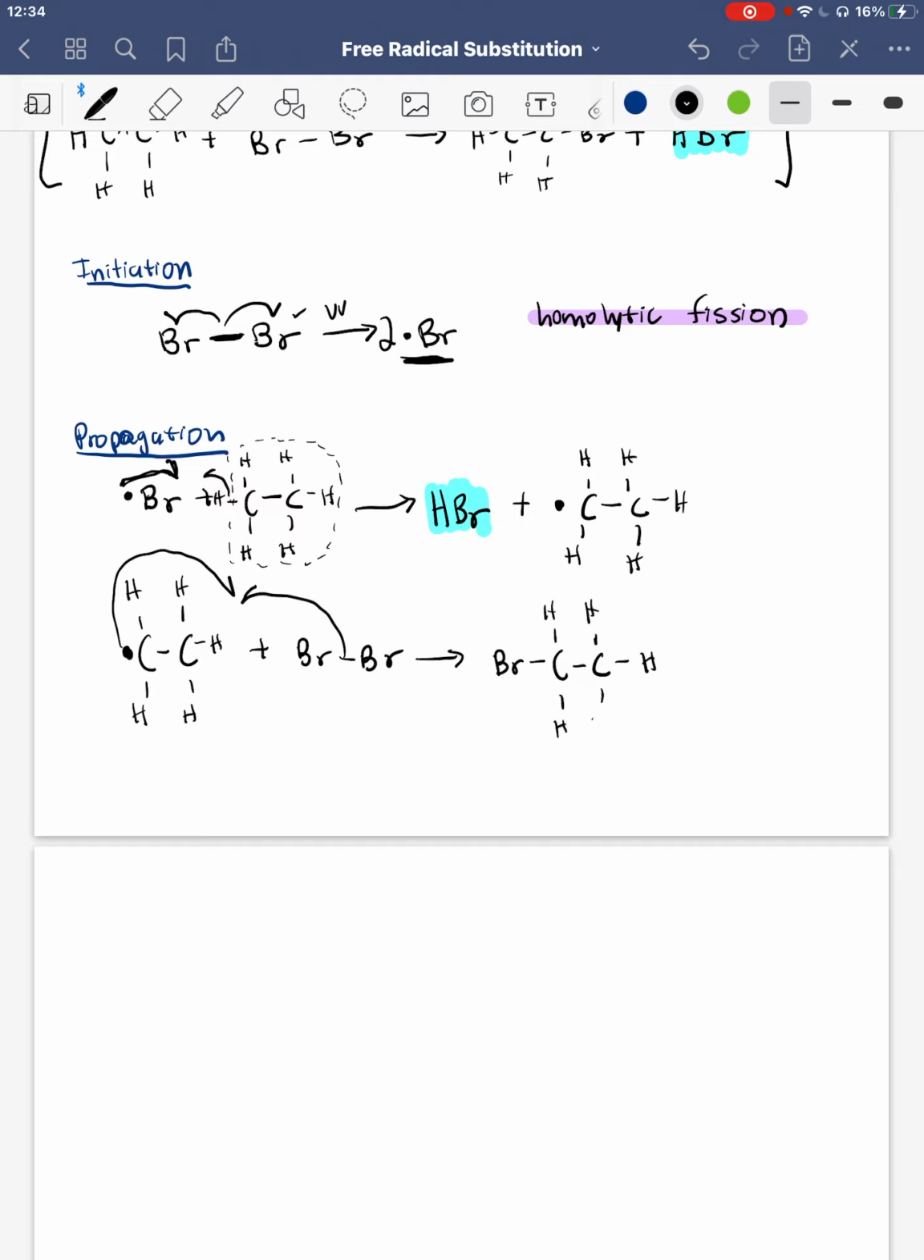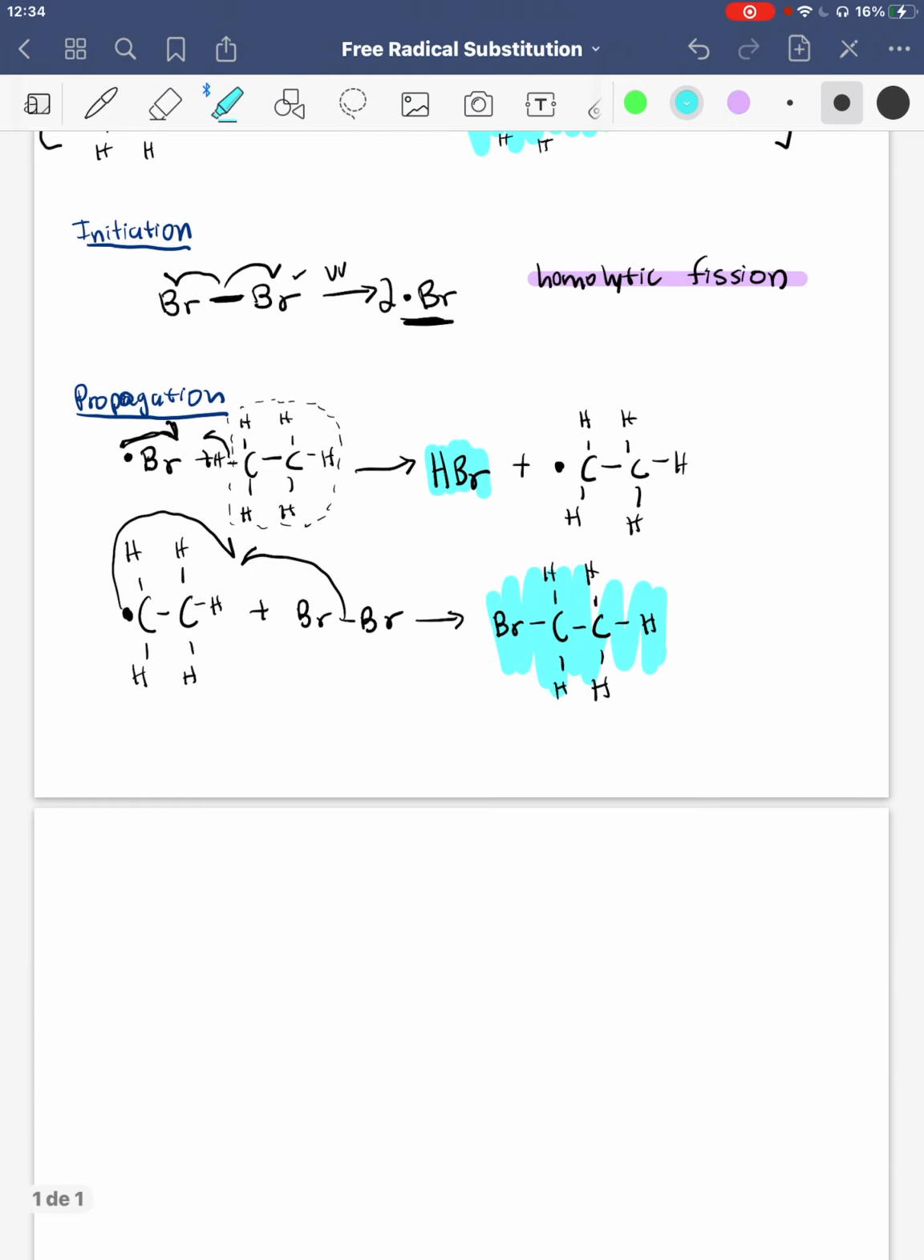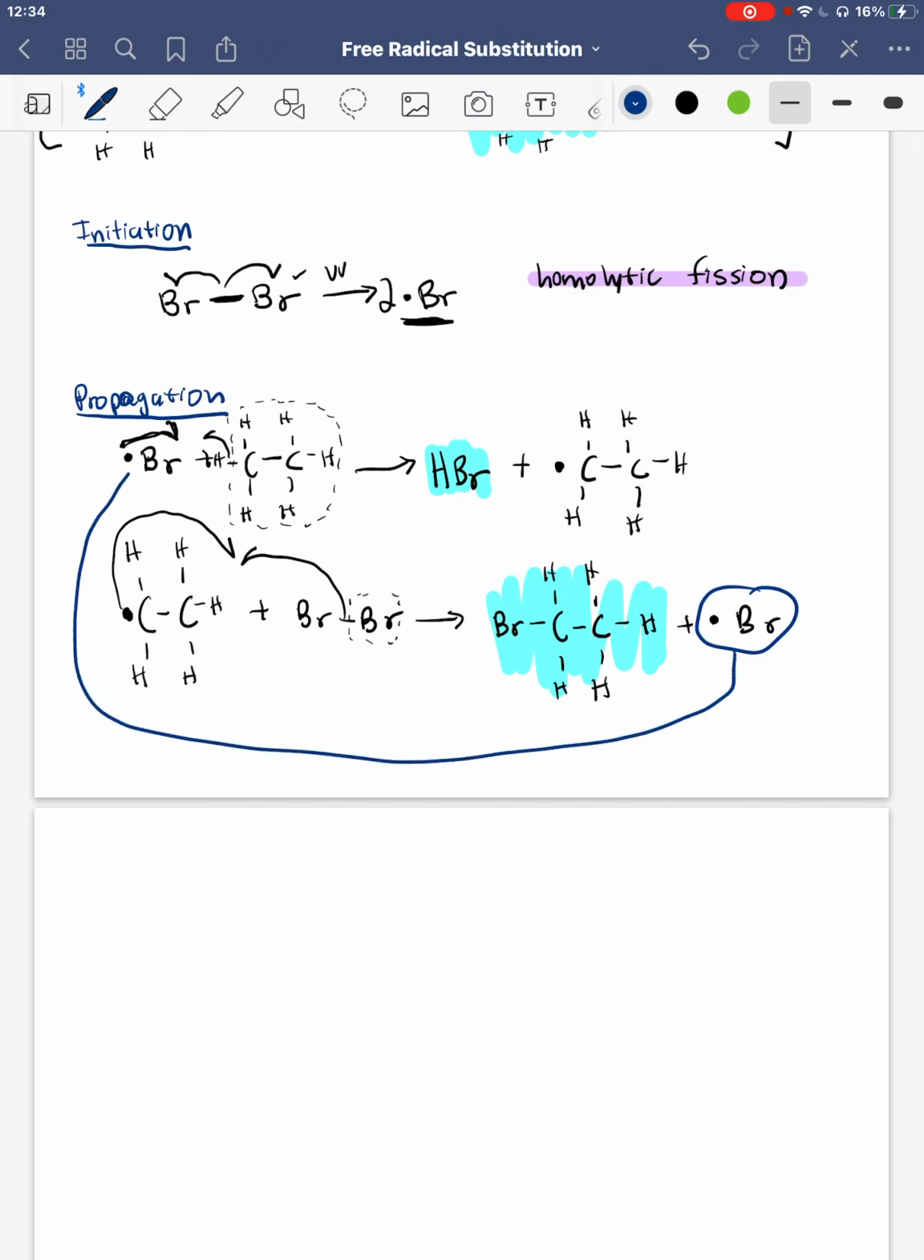Well, that's good. That's good news. I just formed the other product that I was expecting. Remember back from the beginning, I just formed the other product I was expecting. What else do I have left? Well, I have a bromine free radical. So now that I have a bromine free radical, I can actually restart this process, not with the bromine from initiation, but with the bromine produced in propagation. So this process can continue again and again as a cycle.